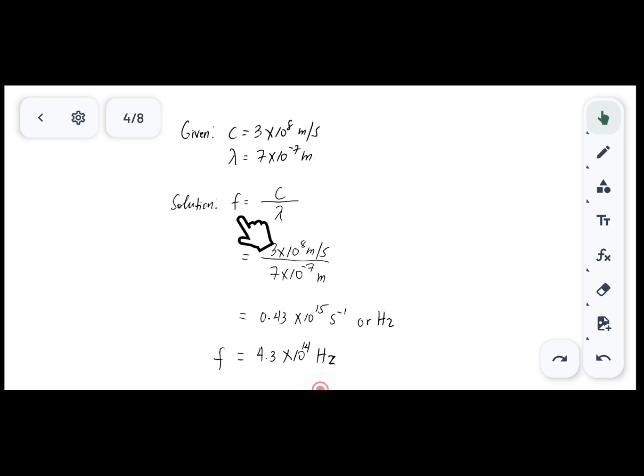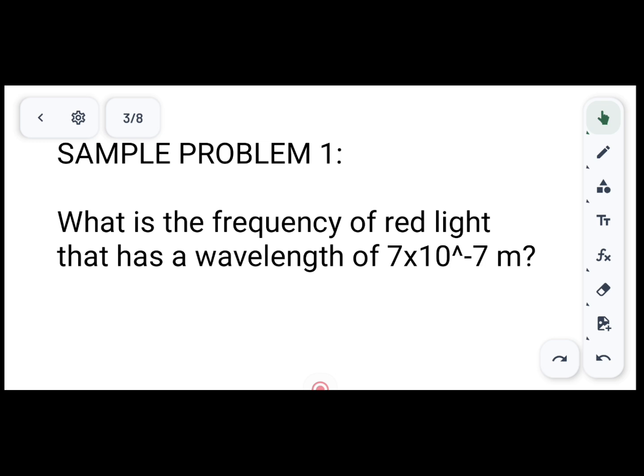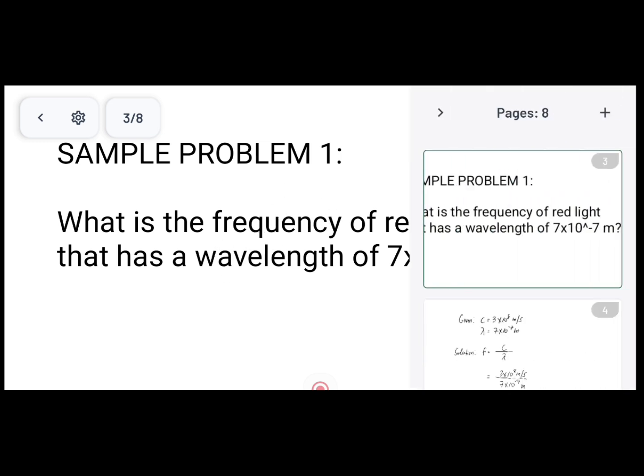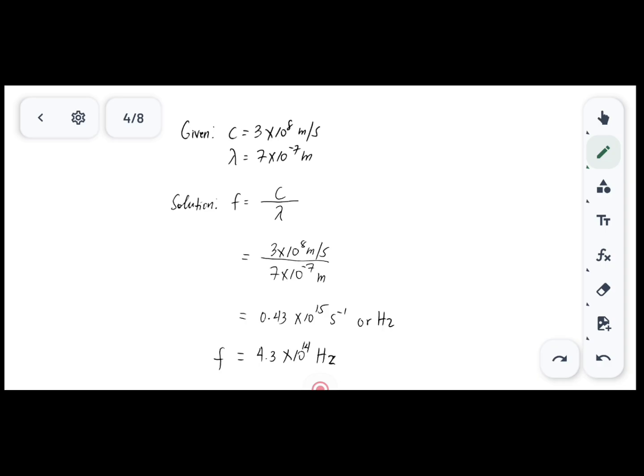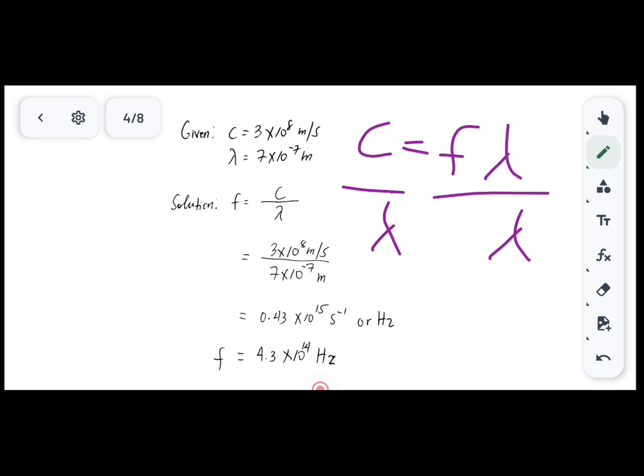Then our solution: since the problem asks us to find the frequency, you have to manipulate the formula, right? Initially you have the formula c equals frequency multiplied by lambda, correct? But you only need the equation for the frequency. So you have to isolate the f. How would you do that? You divide both sides by lambda. Using the law of exponents, you cancel the numerator and denominator, and therefore isolate the frequency, which is equivalent to c over lambda.